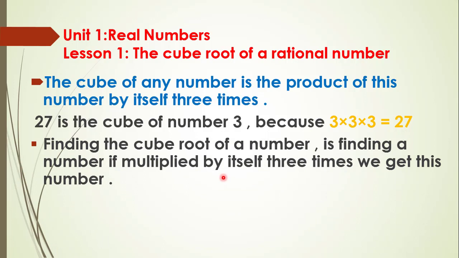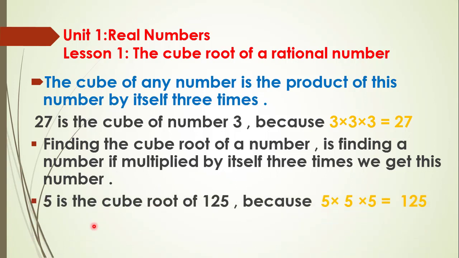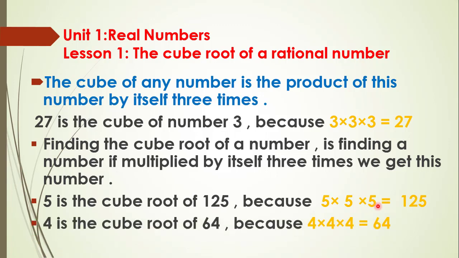If we want to find the cube root of a number, it means that we are looking for a number. If we multiply it by itself 3 times, the result will be the required number. For example, 5 is the cube root of 125. Why? Because 5 times 5 times 5 equals 125. Also, 4 is the cube root of 64. Why? Because 4 times 4 times 4 equals 64.